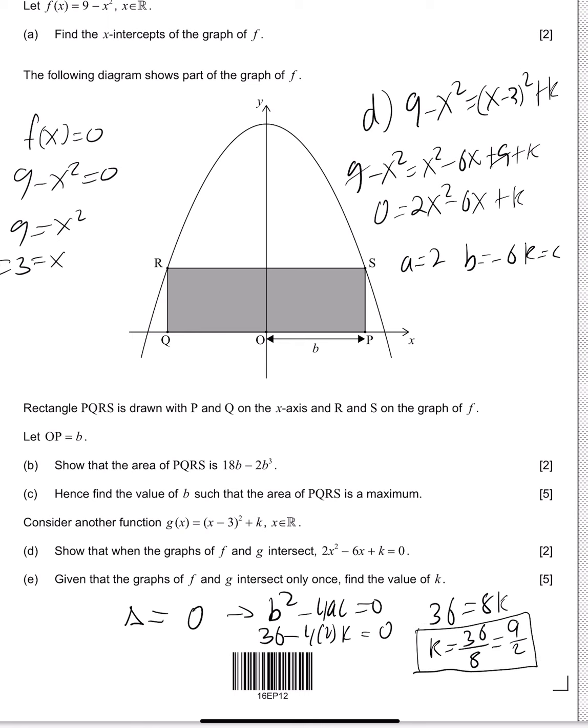The part here that can be a little bit tricky, which is why it's worth 5 points, is you need to recognize that if these two functions intersect only once, then this equation right here has only one root. And if it has only one root, that means the discriminant is 0. If it had 2 roots, the discriminant would be greater than 0. If it had 0 roots, if they never intersected, the discriminant would be negative. Very good.